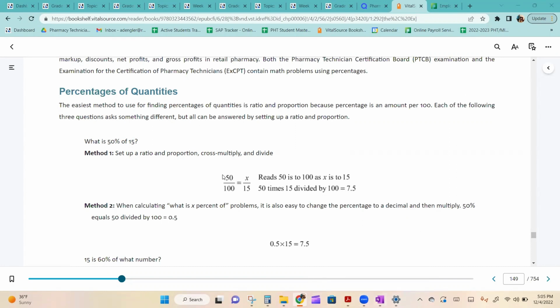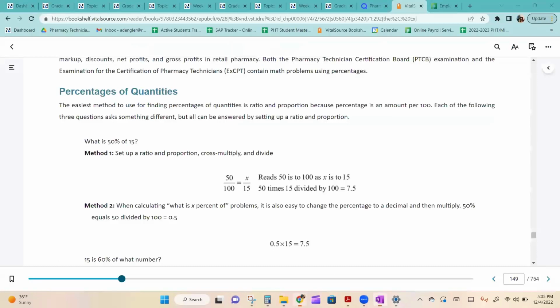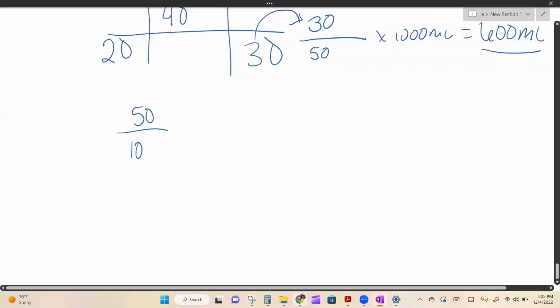So you can see in this problem, they have it as a proportion. There's no units for this, so don't let that confuse you. So our 50% is going to be 50 out of 100, because percentages are out of 100. And we want to know what is 50% of 15. So 15 is going to be on the bottom, and then we will solve for X up here. So 50 out of 100 is equal to X over 15.